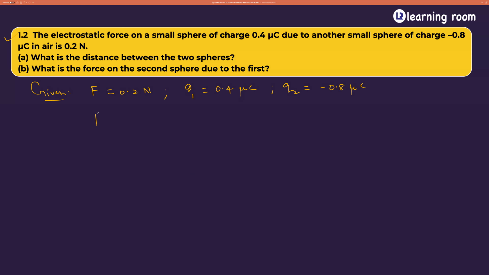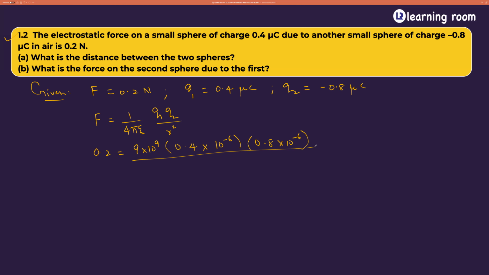So problem is simple again. F is equal to 1 divided by 4 pi epsilon naught into Q1 Q2 divided by R square. Okay. So force is 0.2 is equal to 1 by 4 pi epsilon naught is 9 into 10 power 9 into Q1 into Q2. Here see, I'm only taking the magnitudes. I'm not taking the sign into consideration. By looking at the problem, can you tell me, is it going to be attractive or repulsive force? Obviously attractive, right? So if I don't take the sign into consideration, it is going to be 0.4 into 10 power minus 6 multiplied with 0.8 into 10 power minus 6, the whole divided by R square, right?